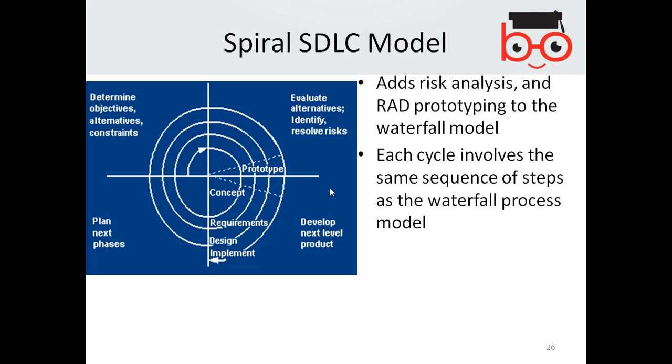Did you study this spiral model before? Yeah. So that's the logic behind it. At every iteration you identify the risk. Each cycle involves the same sequence of steps as the waterfall process model, but adds some risk analysis at every stage. That's the logic behind the spiral model.